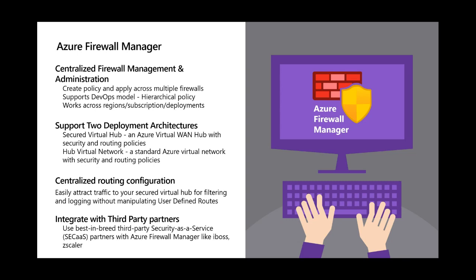The second option is the Hub Virtual Network. This is a normal virtual network which you have in Azure, where you create a Hub Virtual Network, but you can convert it to a Firewall Manager managed Hub Virtual Network. Again, this can be used for security and routing policies as well. With Firewall Manager, when you configure your policies, that gives you central routing, where you don't have to manipulate the user defined routes. That is when you're doing the Azure Virtual WAN deployment.